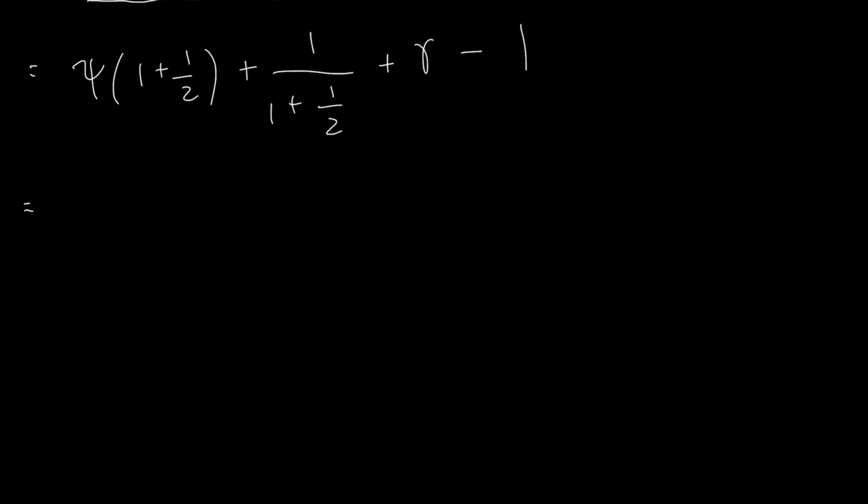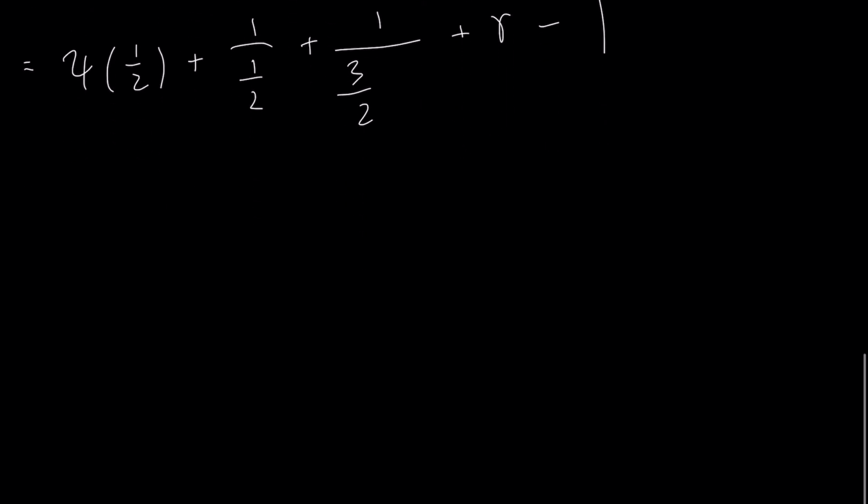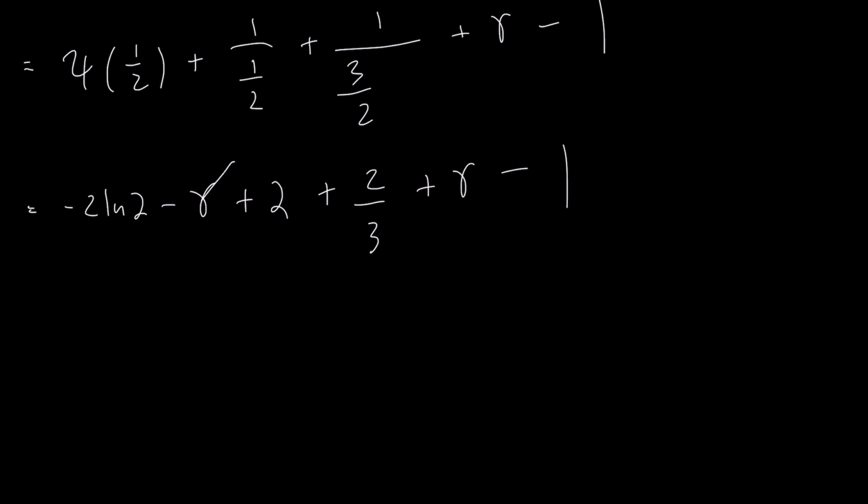And we will do it again. So we have digamma of a half plus 1 over a half plus 1 over 3 halves plus Euler's constant minus 1. And we said that digamma of a half was negative 2 log 2 minus Euler's constant. 1 over a half is plus 2, and 1 over 3 halves is plus 2/3, and plus Euler's constant minus 1. But as you can see, the Euler's constant ends up canceling, and 2 minus 1 is 1.